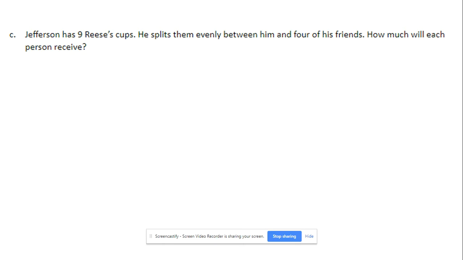Jefferson has 9 Reese's cups. He splits them evenly between himself and 4 friends. So that's 5 people total. How much will each person receive? So he has 9 Reese's cups. He's splitting them between 5 people.